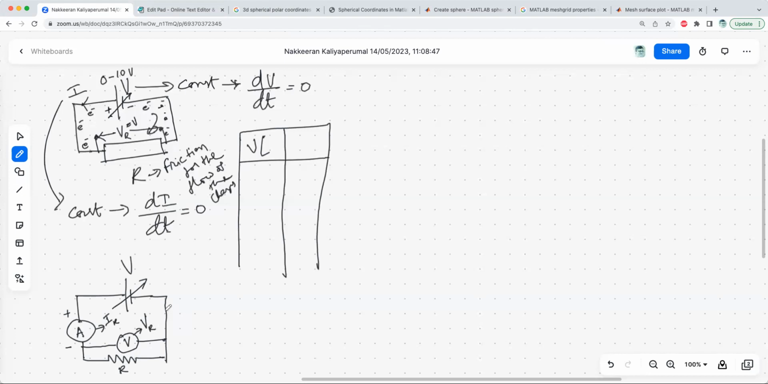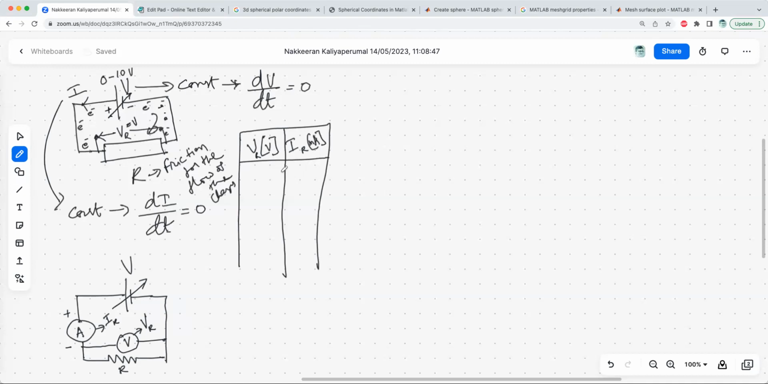Why capital? Capital is for constant values. If it is varying, we call that instantaneous, and we use lower case. So we are saying that VR is measured in terms of volts, and on this side, the corresponding current is measured in terms of milliampere, for example. Is that okay?